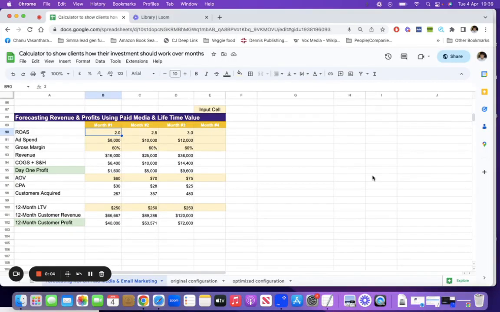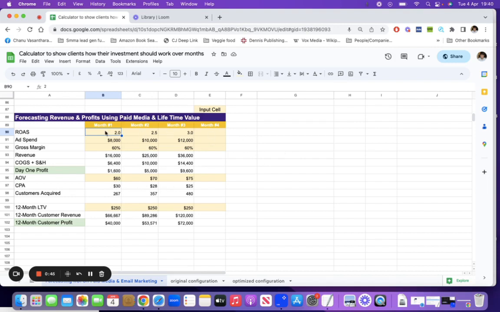Okay, so here we are in the calculator. This is a calculator we could use to forecast revenue and profits when you're buying traffic that converts, and then building out lifetime value as well. We have it broken down into month 1, month 2, month 3 here, just to run through some figures. In the yellow fields, you input values, and the data changes and forecasts things like your cost per acquisition, the amount of customers you'll get based on your ad spend, your return on ad spend, as well as your profit margins, that kind of thing.